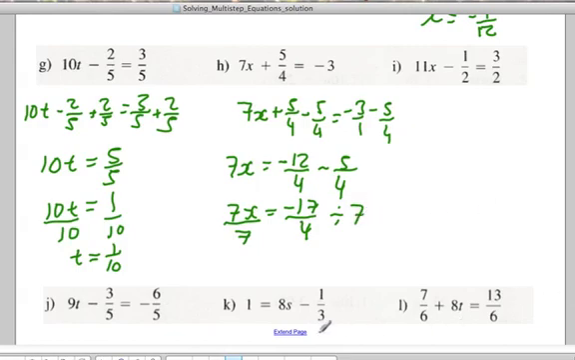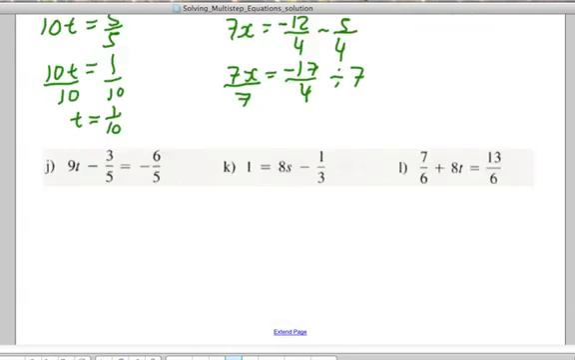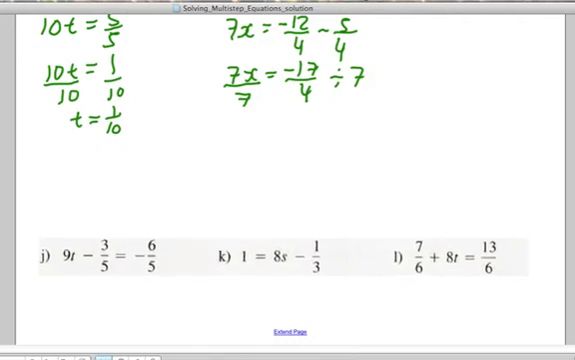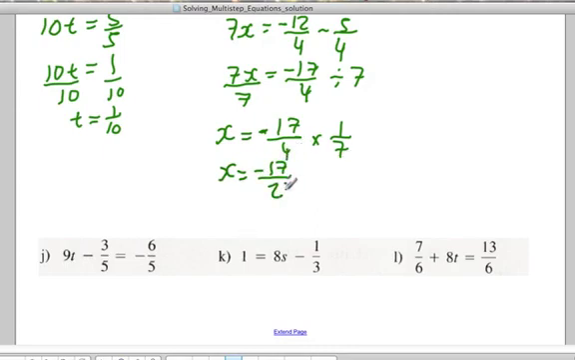And again, when you divide, that's the same as multiplying by the reciprocal. So we can write this as x is equal to negative 17 over 4 times 1 over 7. We can't simplify at all, so it's just going to be negative 17 times 1, so x is equal to negative 17 over 4 times 7, which is 28.